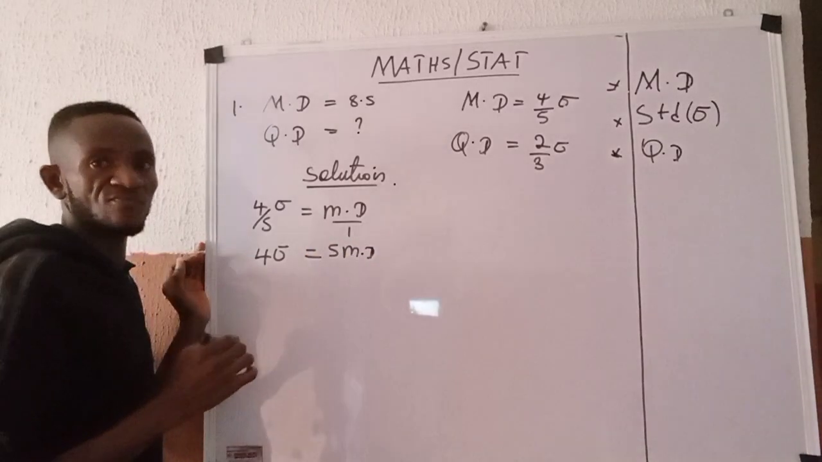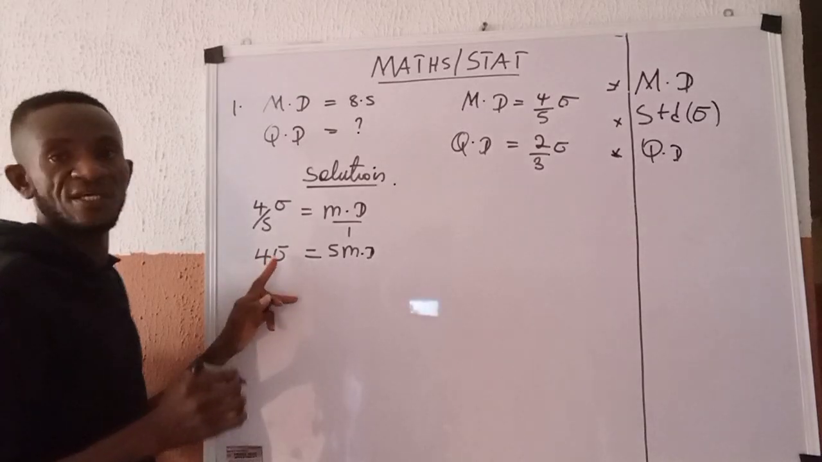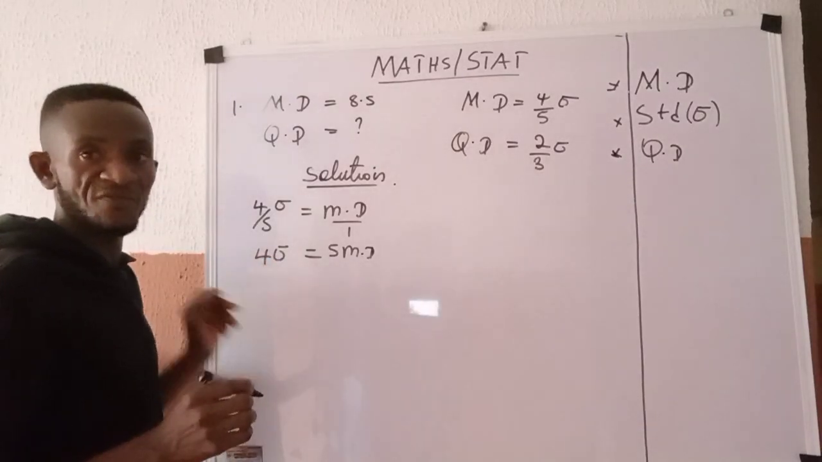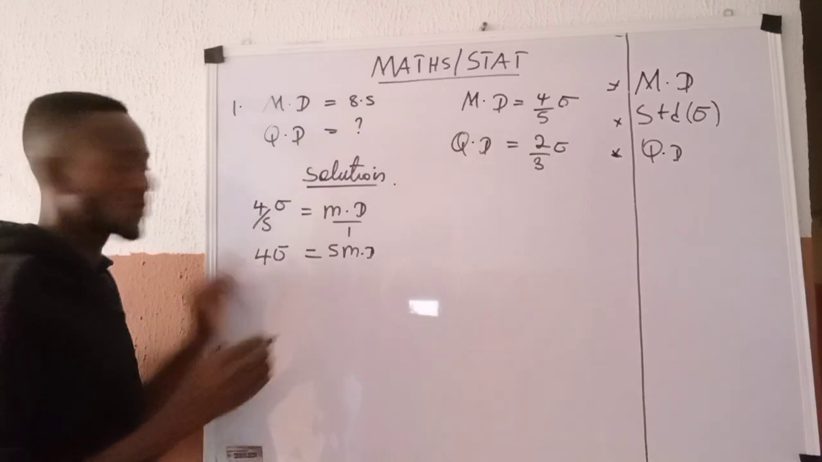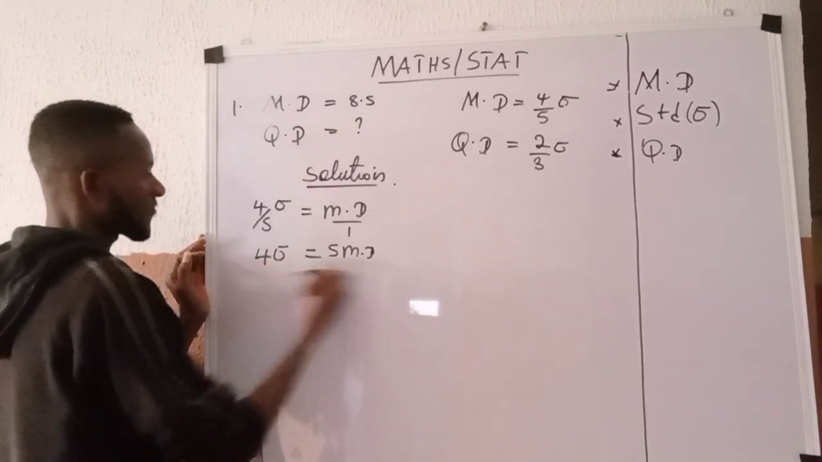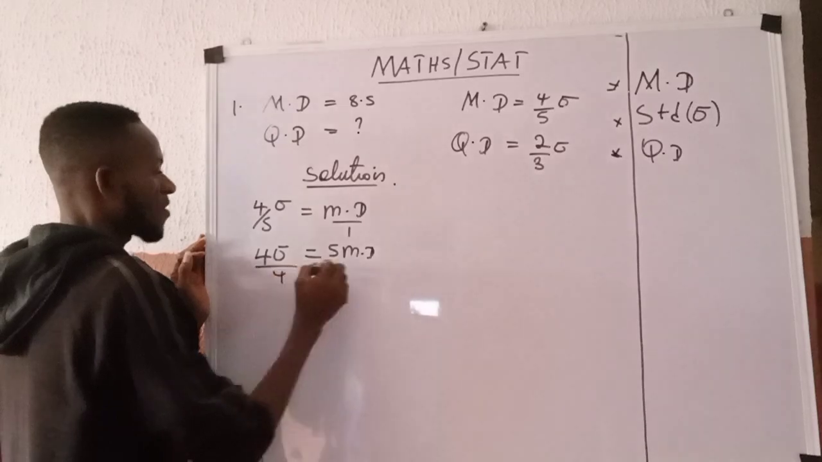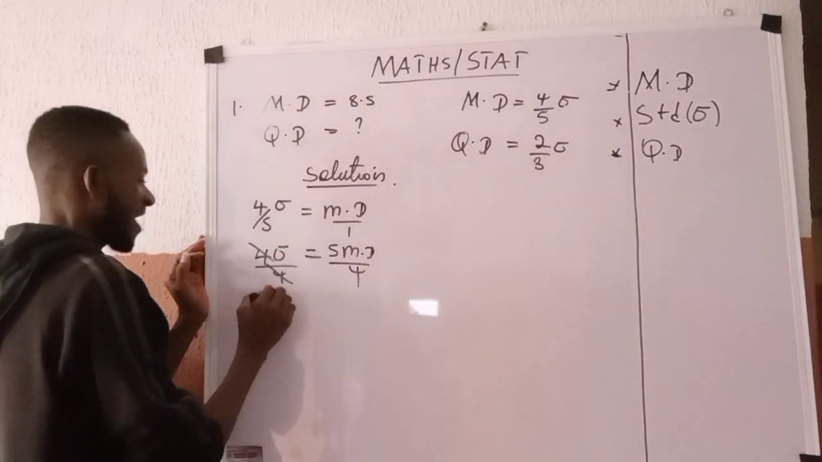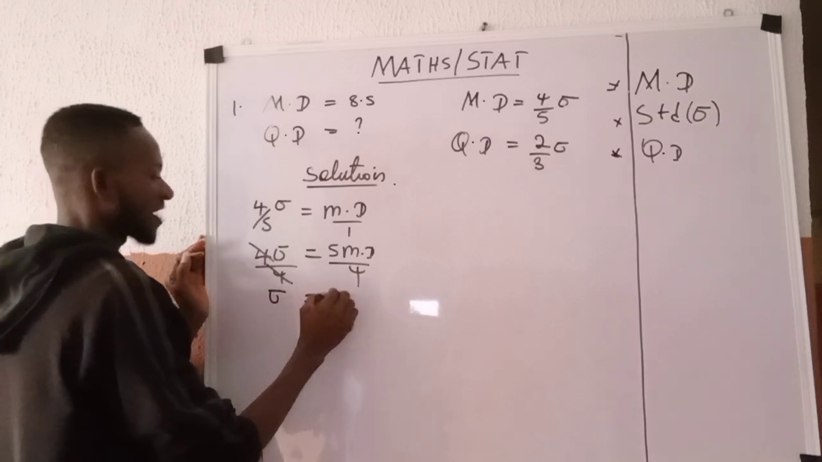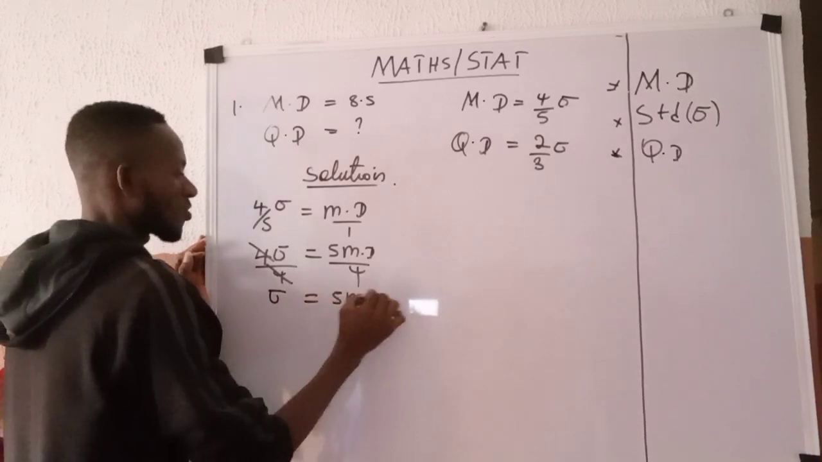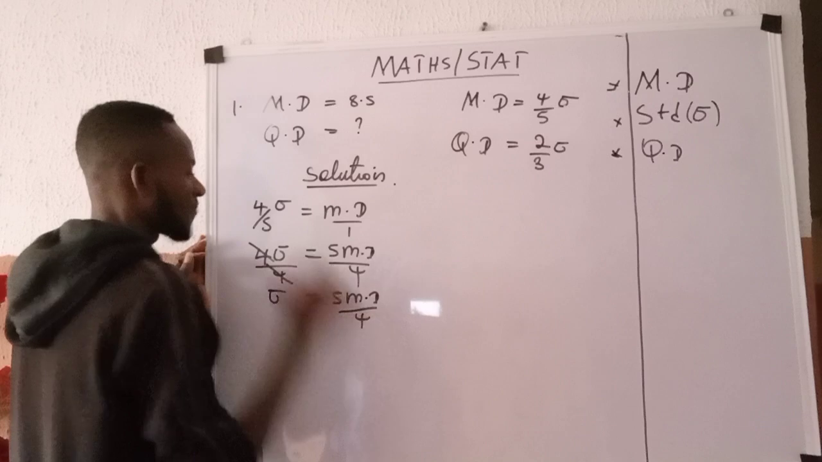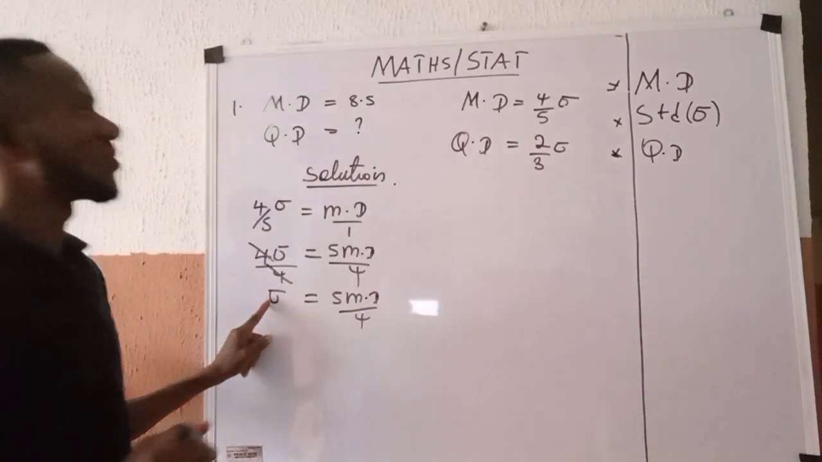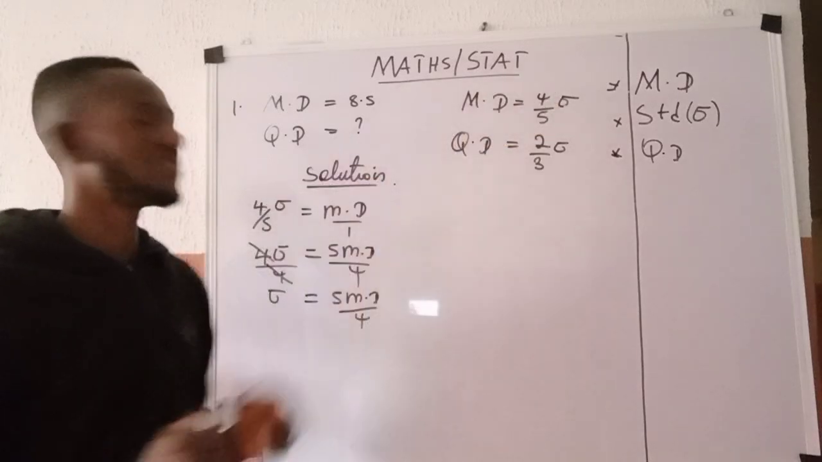I can then, making this standard deviation stand all alone, divide both sides of the equation by the coefficient of the standard deviation, which here is 4. So I have all over 4 and all over 4, so that this 4 can cancel this 4. And I have that sigma alone is given as 5 M.D. all over 4. I am done making sigma subject of the formula from this.